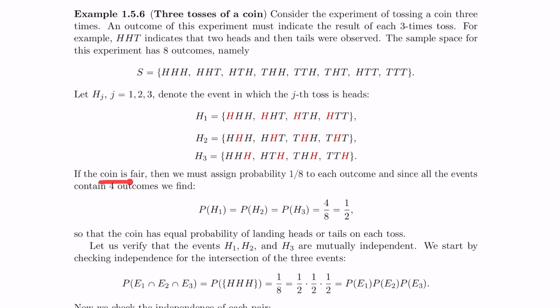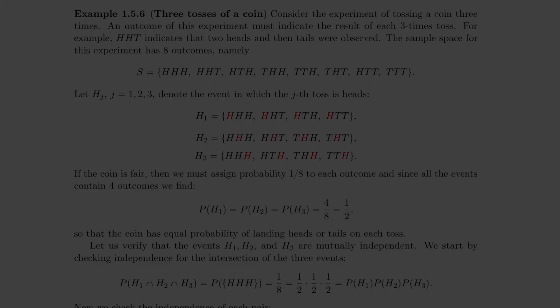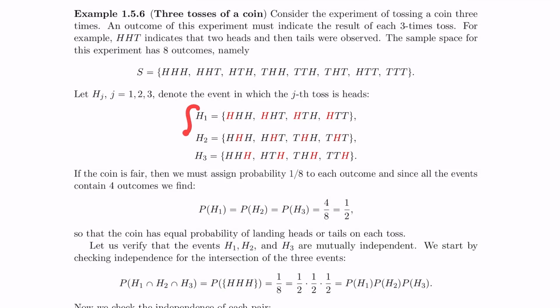We suppose that the coin is fair, so we must assign probability 1 divided by 8 to each outcome. And since all the events contain 4 outcomes, we find that their probabilities are exactly the same and their value is 1/2. Let's now verify that these events are mutually independent.